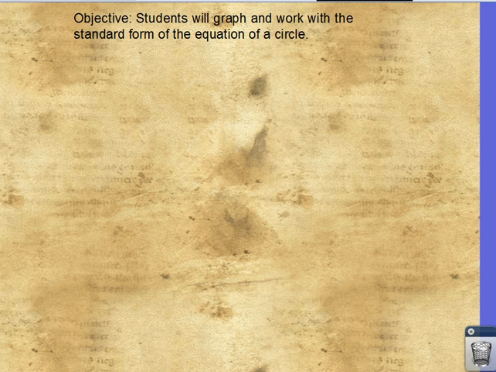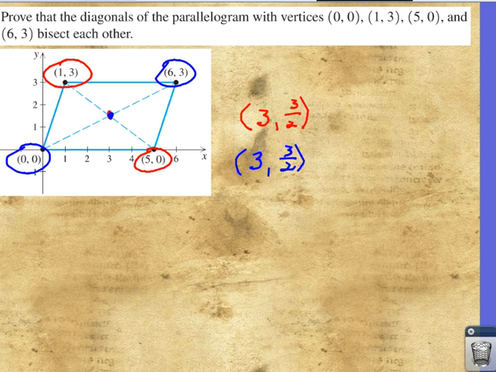That's midpoint. Okay, now let's talk about circles. That's enough midpoint. Well, hang on. Let me point one other thing out.